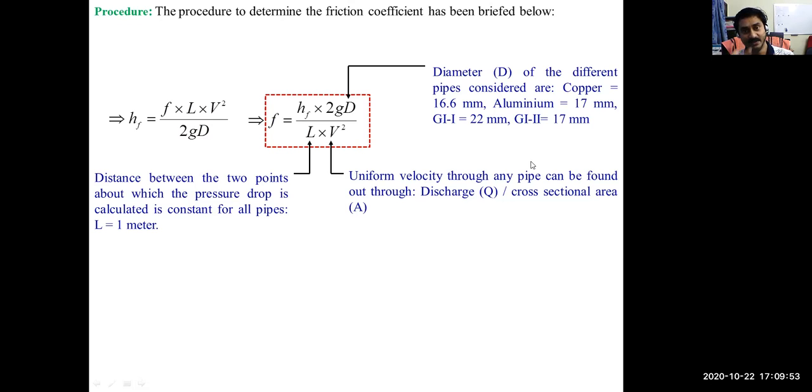That is why, as I'll show you in the experimental setup, all the 4 pipes have one input end and one output end. At the output end, you have some discharge pipes. The discharge pipe connected to the particular pipe in which you want to measure the discharge is connected to the discharge tank.